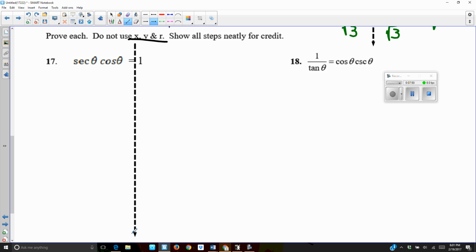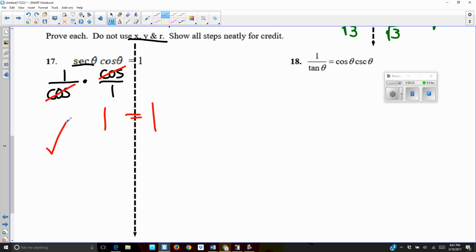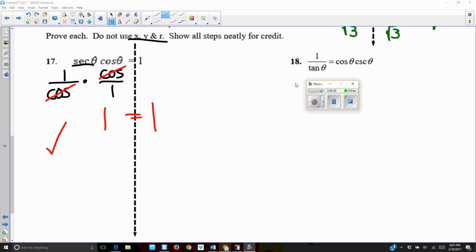So the trick to these is change everything to sines and cosines. So for instance, secant, we know, is the reciprocal of cosine. So secant times cosine becomes 1 divided by cosine times cosine. We're multiplying fractions. Remember, you don't need a common denominator when you multiply. Here we can just cross out diagonally common terms, and we're left with 1 on the left side, and that's what we were trying to get that we already had on the right side. So number 17, that's it. Not a whole lot of work to show.